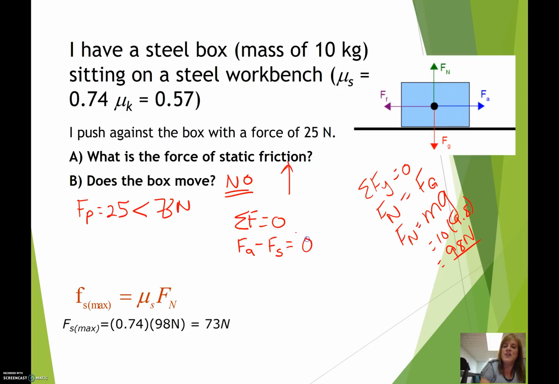It has to equal 0. So that means that my applied force has to equal the static frictional force. So my static frictional force is equal to this applied force of 25 newtons. All right, so static frictional force is balancing the applied force. It's less than Fs max, which means that I'm at rest.